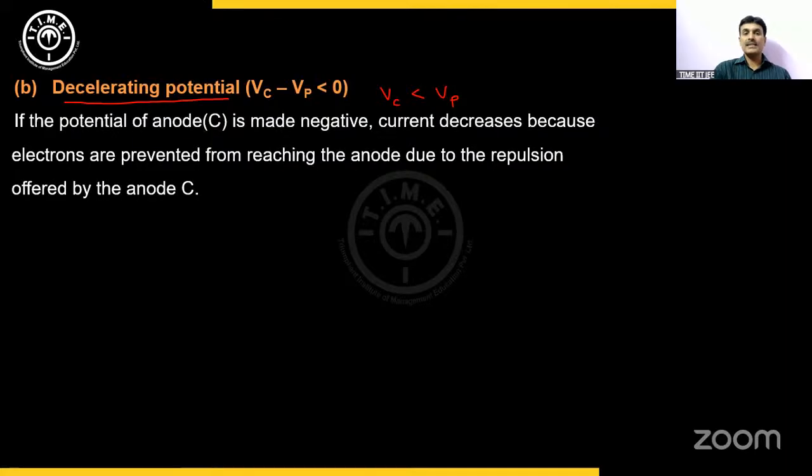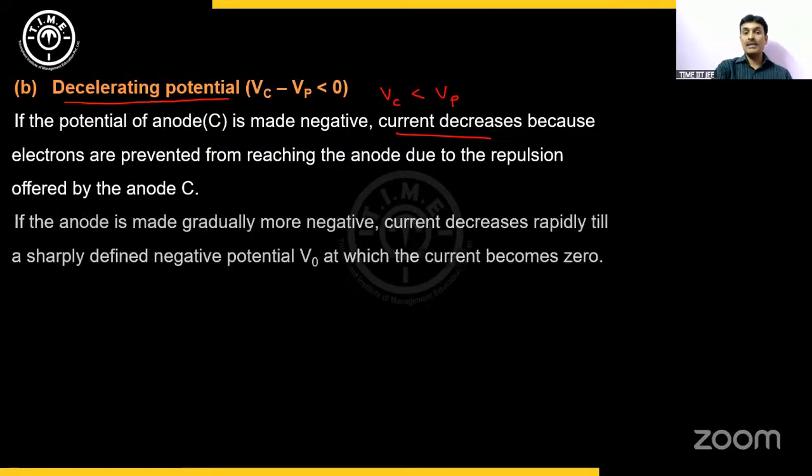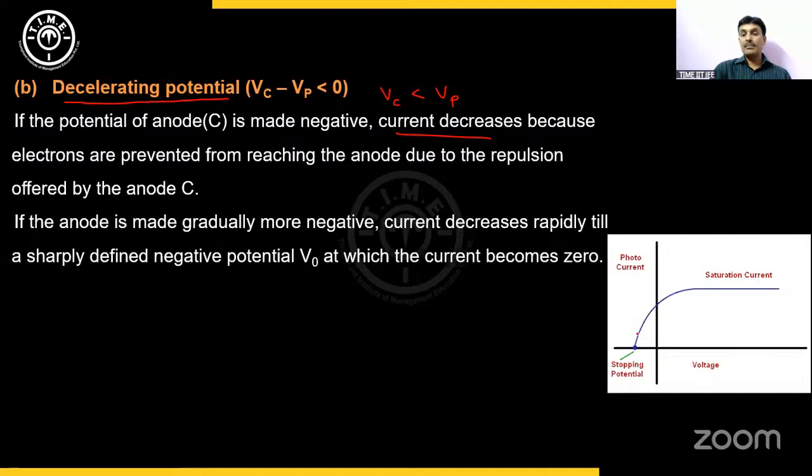So in this case, when the plate is made negative, current decreases. Why is there a decrease in current? Because the electron movement is prevented by the negative potential. The repulsion occurs between the anode and the electrons because both are negative. So there is a decrease in the current value, and it reaches a particular value 0 at some negative potential. Photocurrent gradually decreases and becomes 0 here.